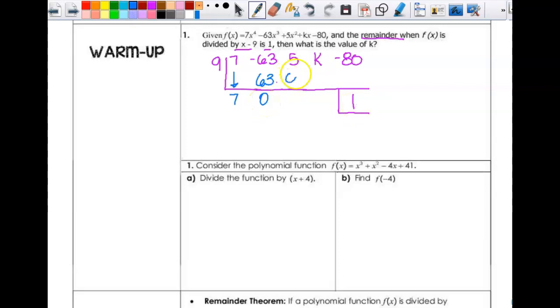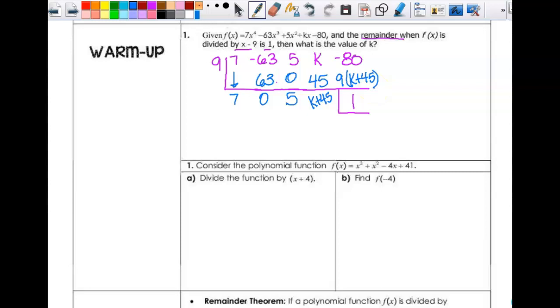Okay. And then, so that's 0. 9 times 0 is 0. So that gives me 5. 9 times 5 is 45. Now, each time when I got to this step, I added these two to get my next thing. So I add these two, and I get k plus 45. Right? Then I do the same thing. The steps are the same. 9 times this value, so this is going to be 9 times k plus 45, and that's right where it goes. And then my remainder is 1.